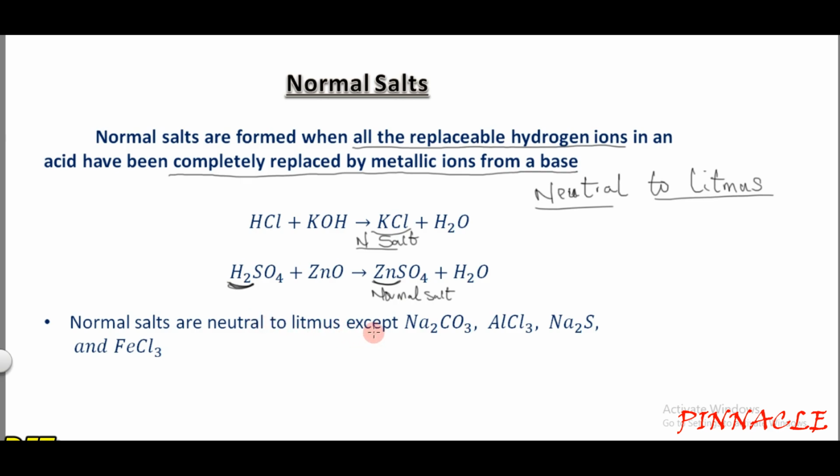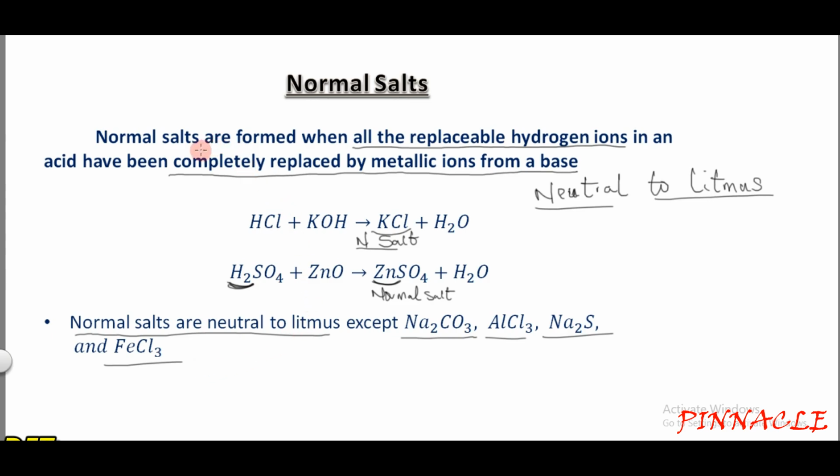Very important, except sodium trioxocarbonate(IV), aluminum chloride, sodium sulfide, and iron(III) chloride. So all other normal salts are neutral to litmus paper except these four: sodium trioxocarbonate(IV), aluminum chloride, sodium sulfide, and what? And iron(III) chloride. These salts are not neutral to litmus.